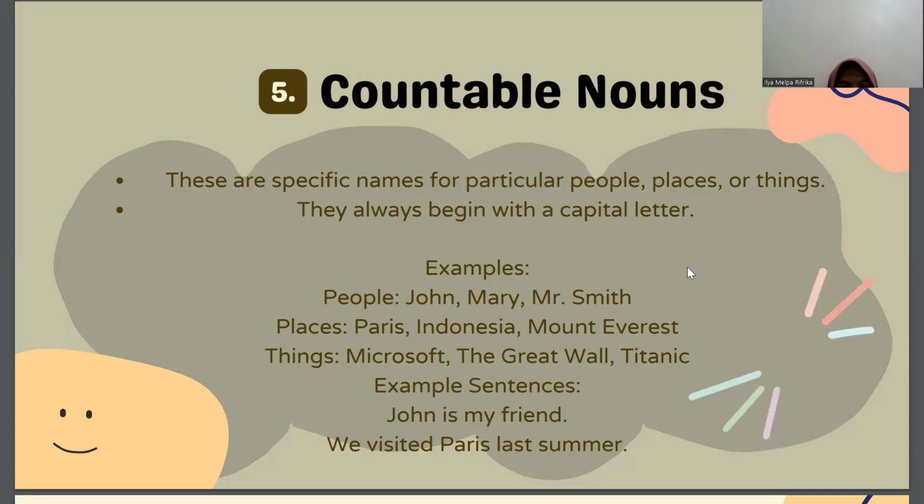And the next type of noun is countable nouns. These are specific names for particular people, places, or things, and they always begin with a capital letter. For example, people: John, Mary, Mr. Smith. Places: Paris, Indonesia, and Mount Everest. And things: Microsoft, the Great Wall, Titanic. For the example sentences, the first one is John is my friend. And the second one is we visited Paris last summer.